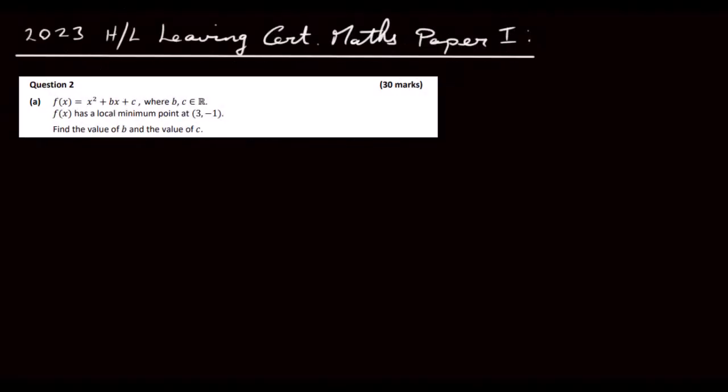Okay, so in this video I'm going to have a look at the 2023 Higher Level Leaving Cert Maths Paper 1, Question 2. So we have f of x is equal to x squared plus bx plus c. B and c are real. F of x has a local minimum point at (3, -1). Find the value of b and c.